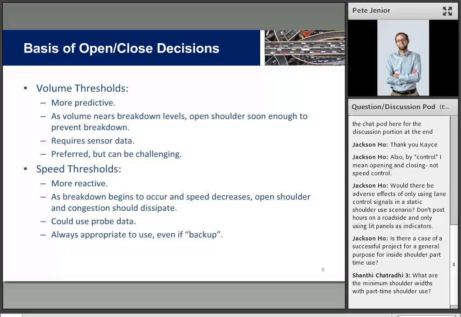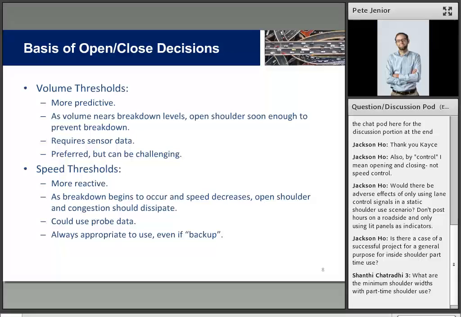If volume per lane, let's just say, increases from 1,000 vehicles per lane to 1,100 vehicles per lane, speed may not give you any indication that volume has increased. That's still a free flow condition, but if you're monitoring volume from a sensor, you can start to see it creeping up, start to understand, in this amount of time in the future, I may be nearing capacity. I may want to start opening my shoulder now. It's a little more complex to use, but it's more beneficial from a predictive standpoint.